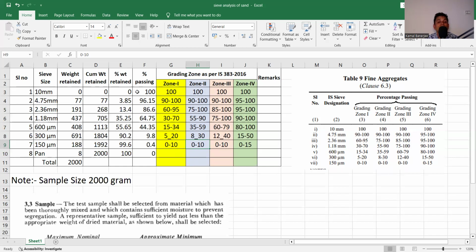It may be in zone 1 or zone 3 as well. So we need to find out which zone it belongs to, and accordingly we certify that this sand belongs to zone 2. So this way we need to do the sieve analysis and calculate the grading zone of sand. And I hope you find it useful.